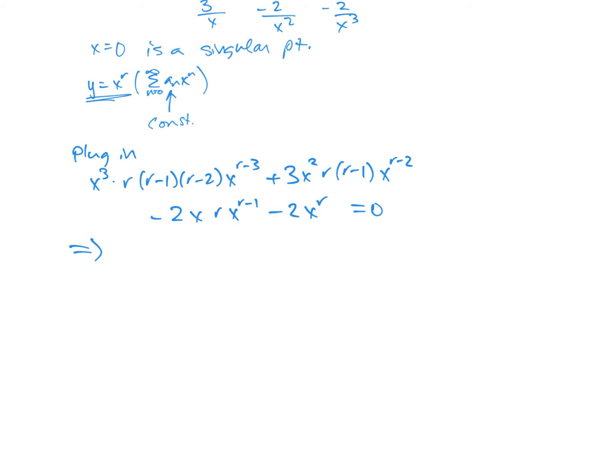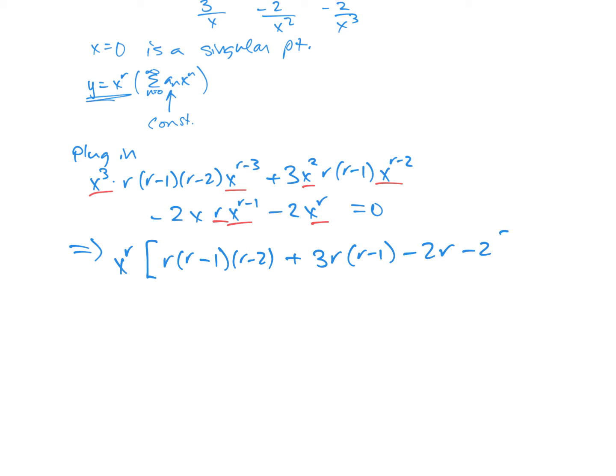And we can simplify this. The reason that this is Cauchy-Euler is that all of these terms match up to being x to the r. So we can pull the x to the r out, and what we're left with is r times r minus 1 times r minus 2 plus 3r times r minus 1 minus 2r minus 2 equals 0. We can simplify that polynomial, and when I did that, I got x to the r times r cubed minus 3r squared minus 2, which I can factor.